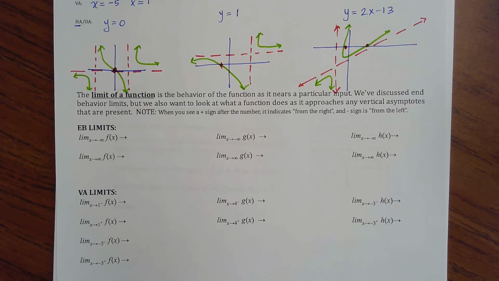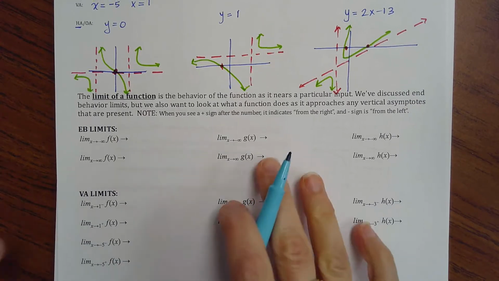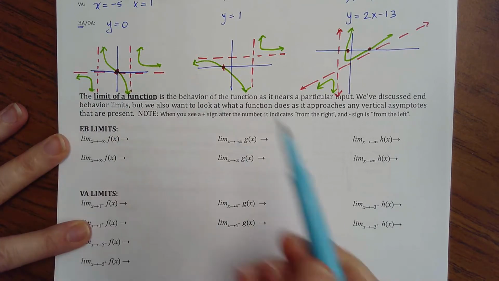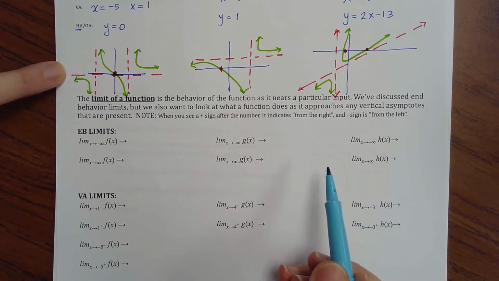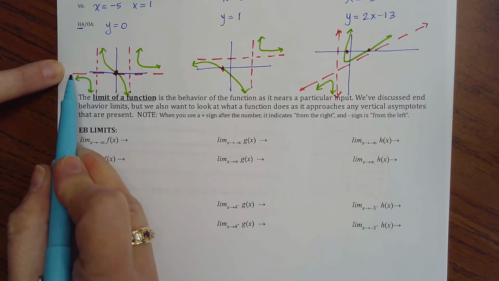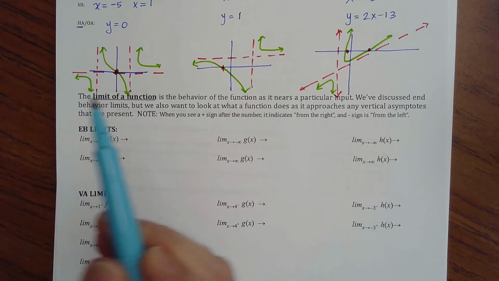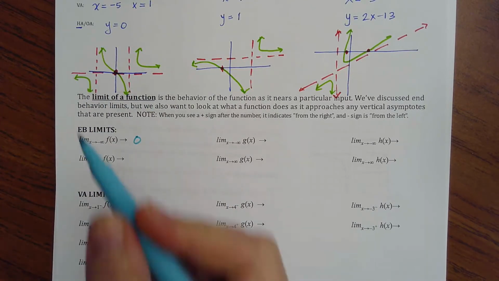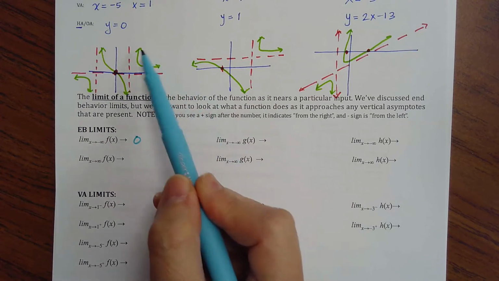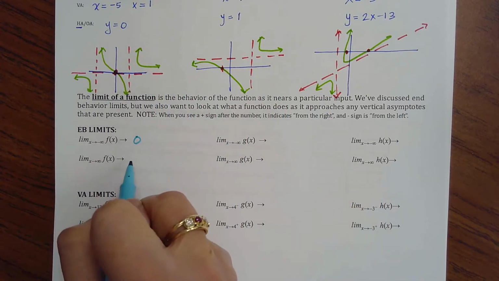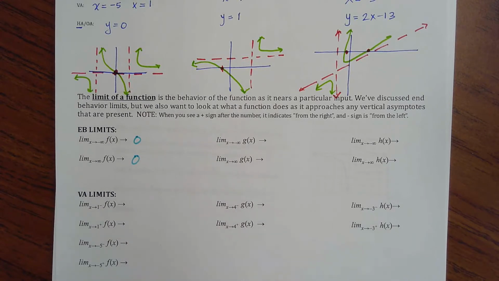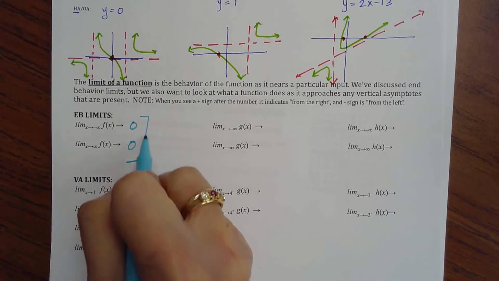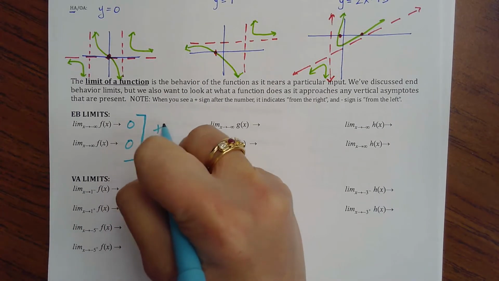So on this one, if we look at our first graph, and that's why I had you graph these, f of x, as x gets smaller and smaller, where does our graph go? As x gets smaller and smaller, our function is approaching that horizontal asymptote. So f of x approaches 0, because that's the horizontal asymptote. As x gets bigger and bigger, where does our function go? It's approaching that horizontal asymptote of 0. So what you might notice is that if you have an end behavior limit, it's always going to approach the horizontal asymptote.